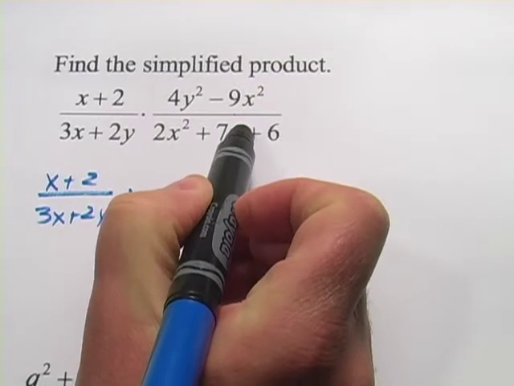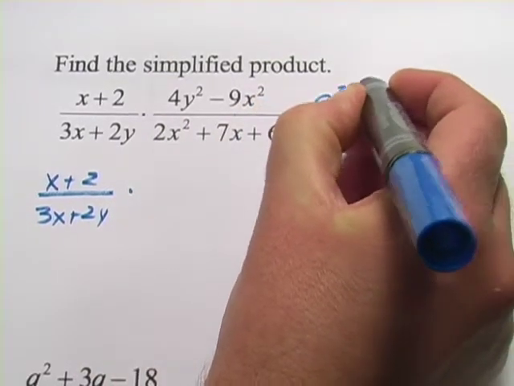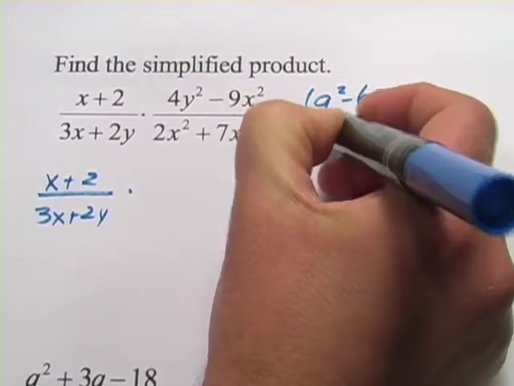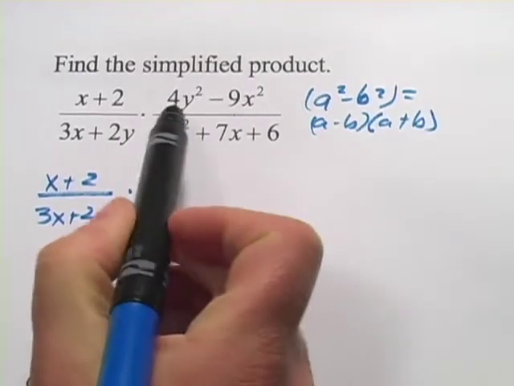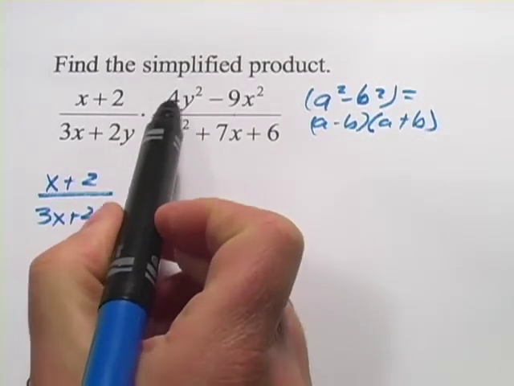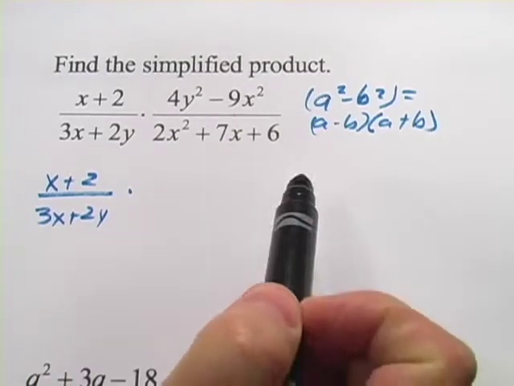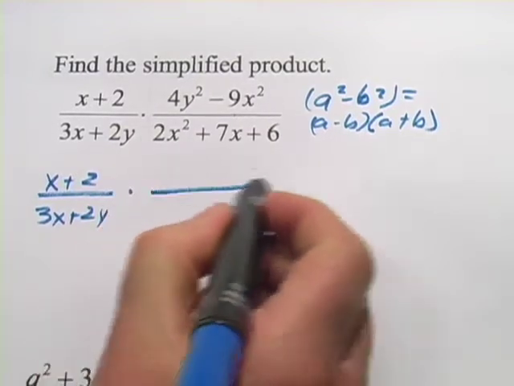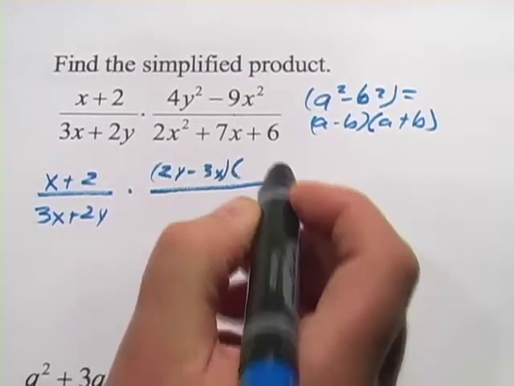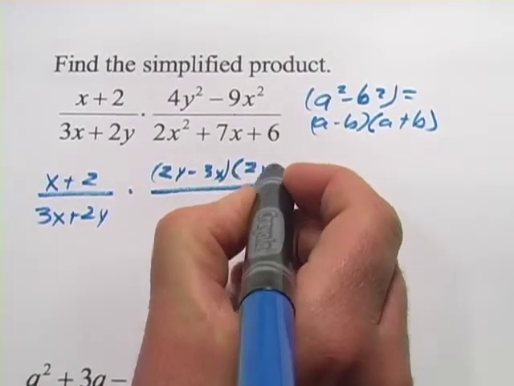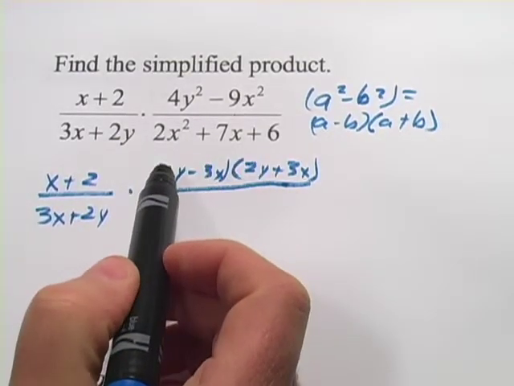And over here, on the top I've got a difference of squares. And remember, the difference of squares says a squared minus b squared equals a minus b times a plus b. So in this case, this is our a squared, so a is going to be 2y. And this is our b squared, so b is going to be 3x. So I can factor that into 2y minus 3x times 2y plus 3x.